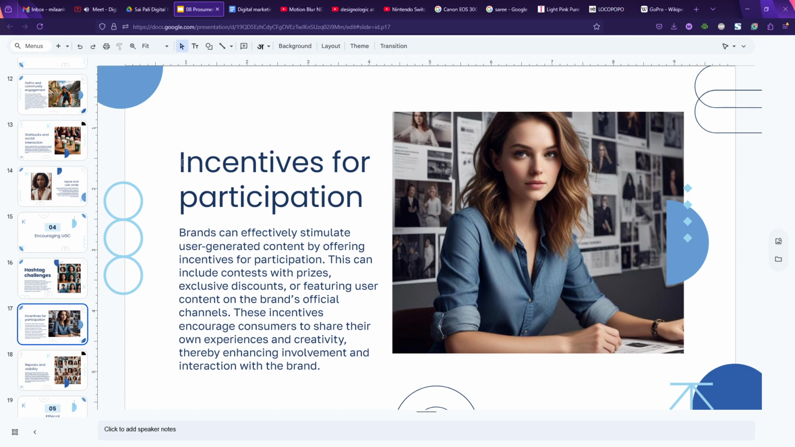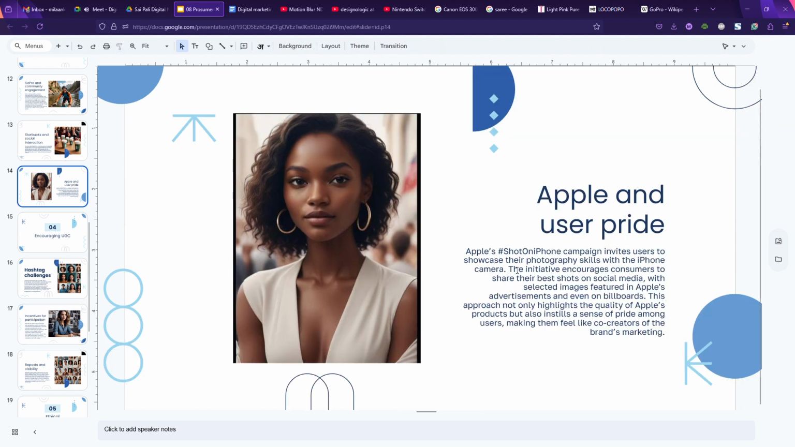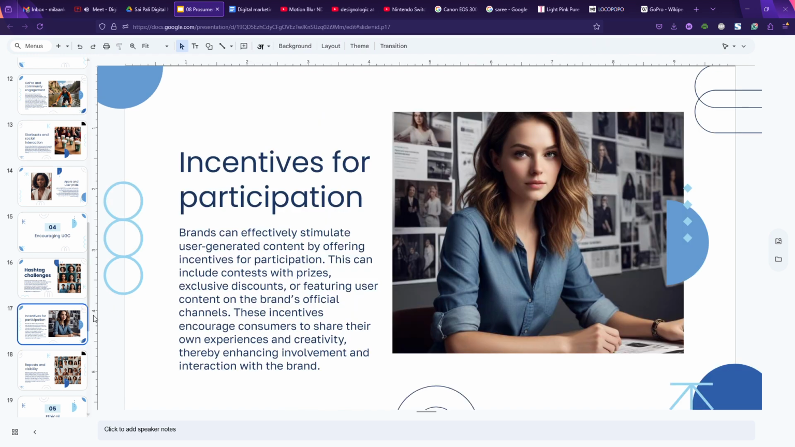So we can add incentives for participation. Incentives as in, Apple selected images featured in Apple's advertisements and even on billboards. So that's a sort of incentive that they give. Of course, Apple will also be paying in cash and all. They would be giving some sort of gifts and other things as well. But then that recognition also is an incentive.